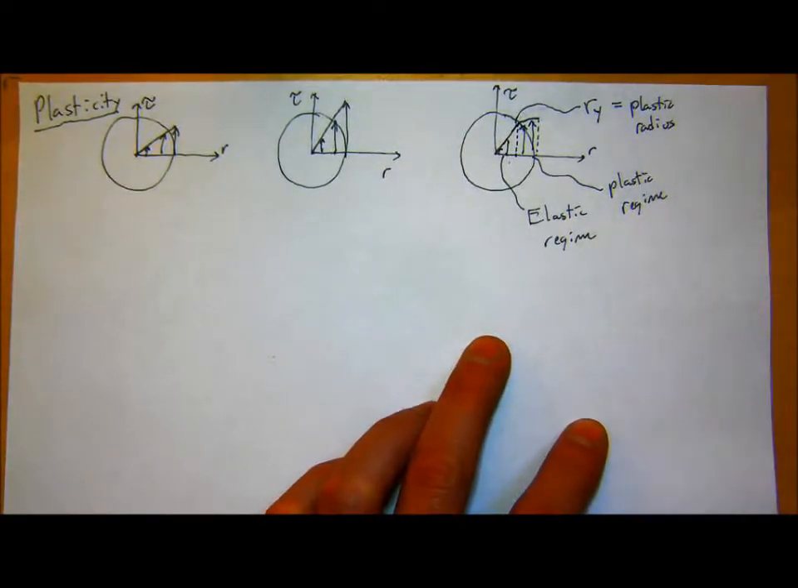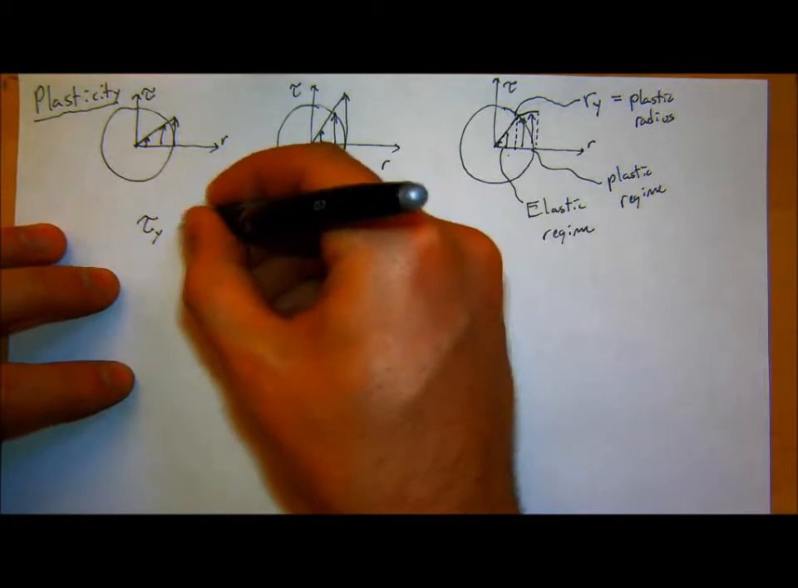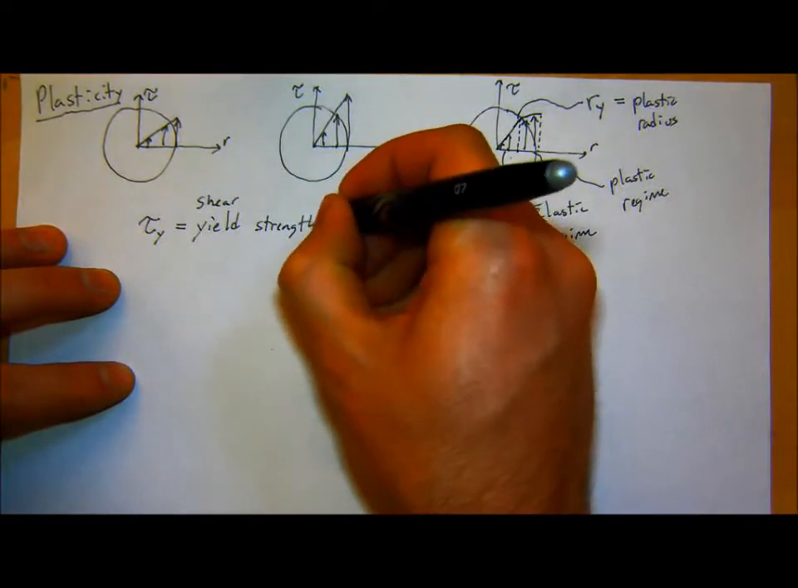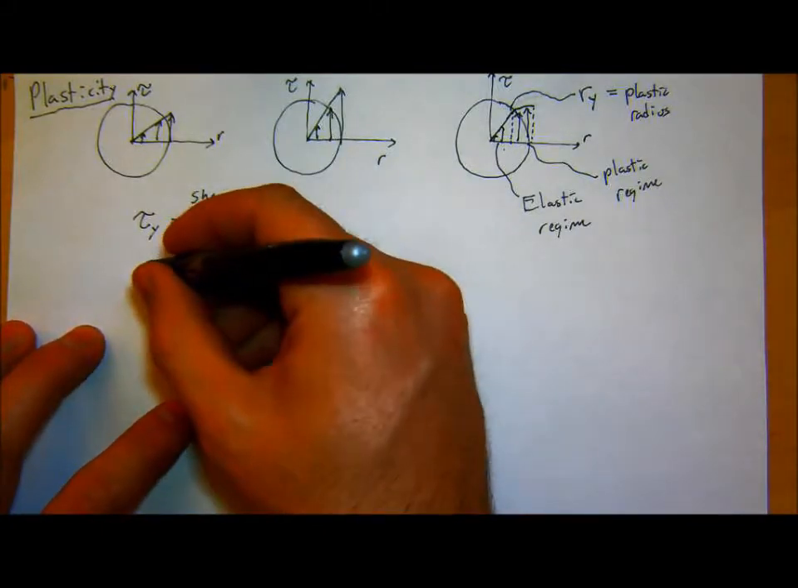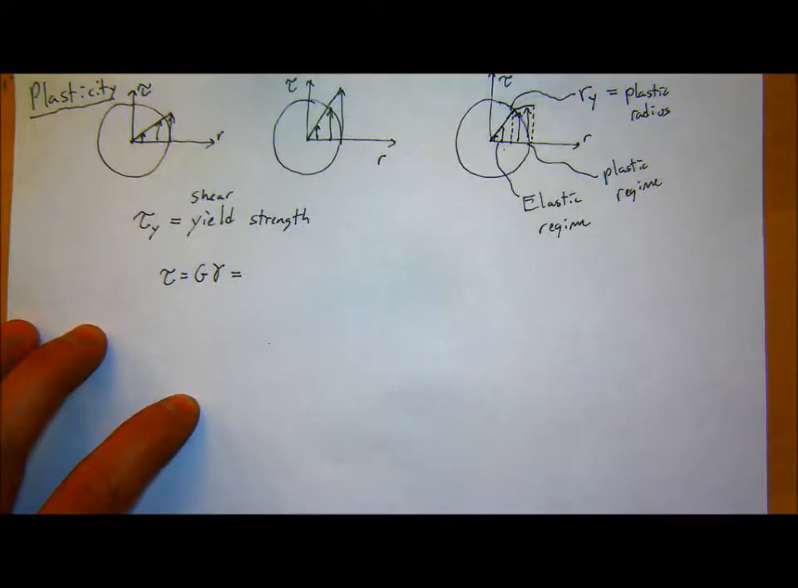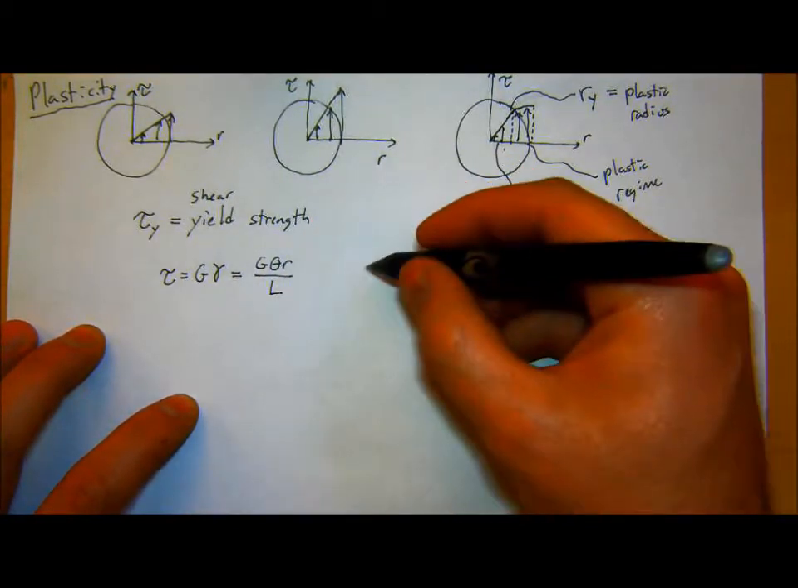Now, we can figure out that critical plastic radius if we know what the yield strength of the material is. So we know for a material there's some yield strength, tau y. This is the shear yield strength. From some of the relationships we had before, if you remember, tau is equal to G gamma, which is equal to G theta r over L. I can say that R yield is some torque yield L over G theta.